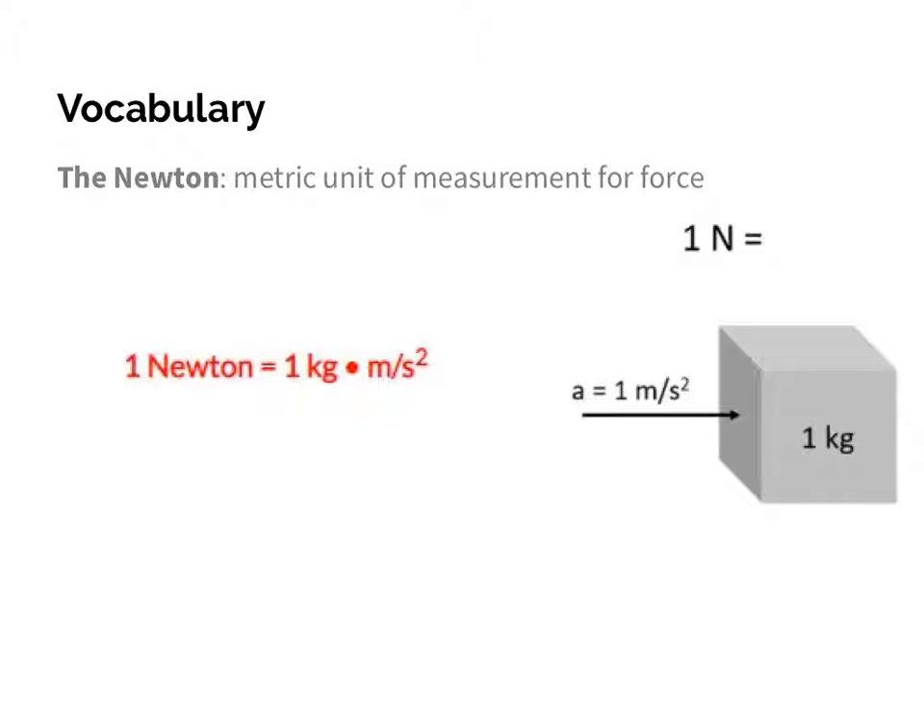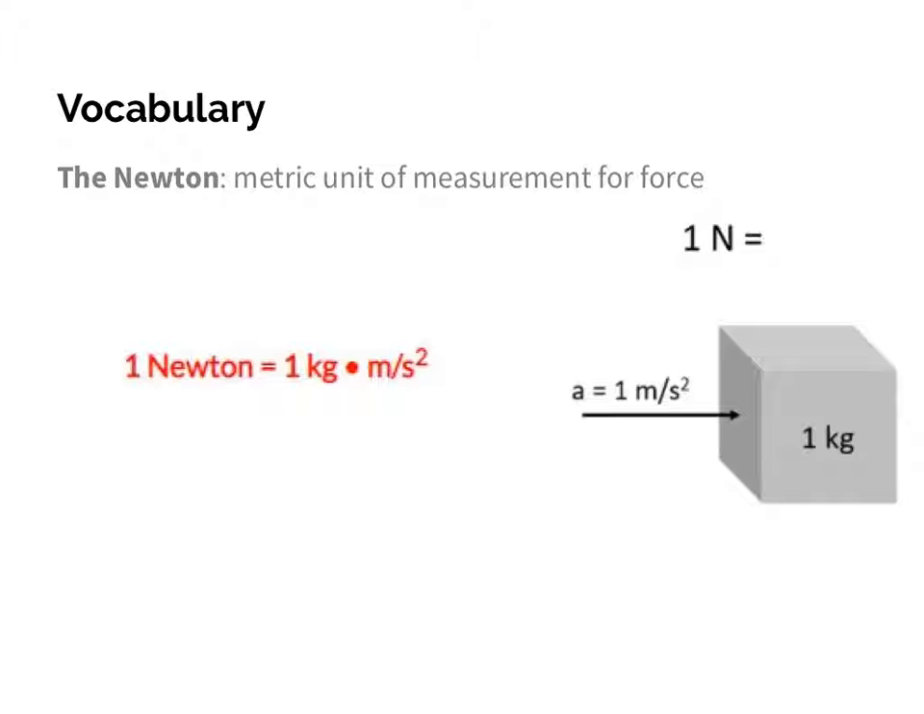All right, so all forces are going to be measured in a unit called the Newton. In the United States, we use a unit called the pound, but in the metric system, the unit is a Newton. And the unit of a Newton really stems from what forces do to objects. A force, especially if it's unbalanced, causes an object to change its motion.